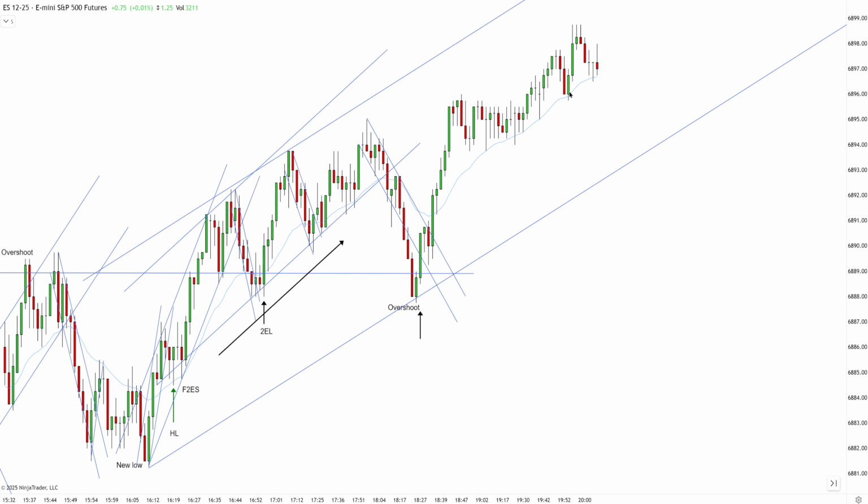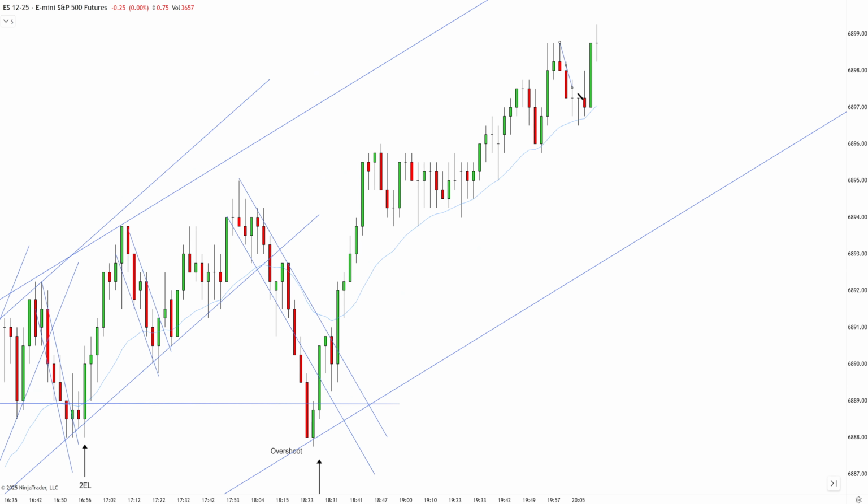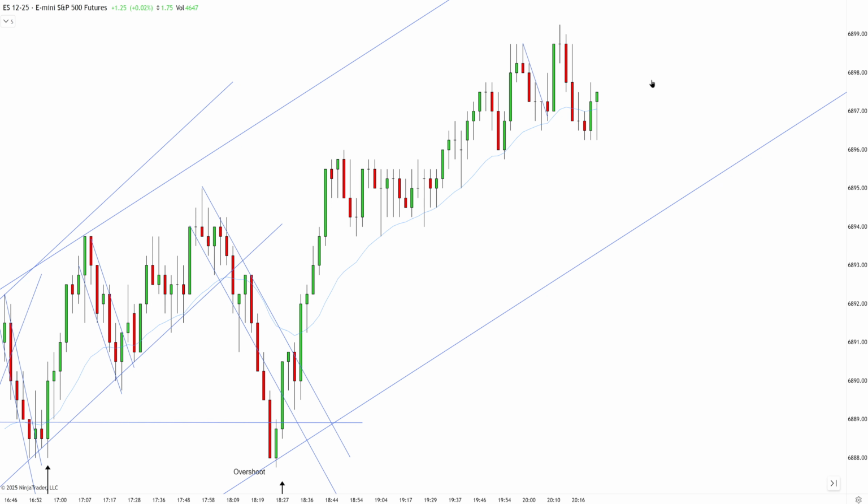But you're working with the EMA. You have so many high highs and high lows. It looks like a new uptrend. So I'm trying to identify reasons why the market keeps going higher. New high, first entry long.